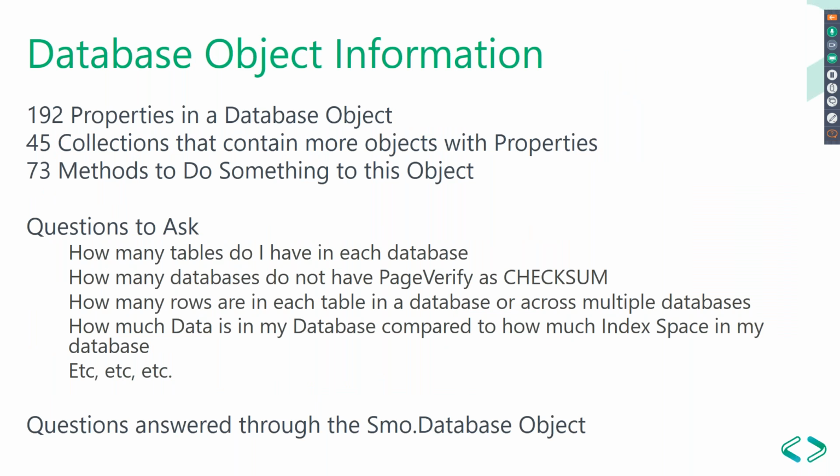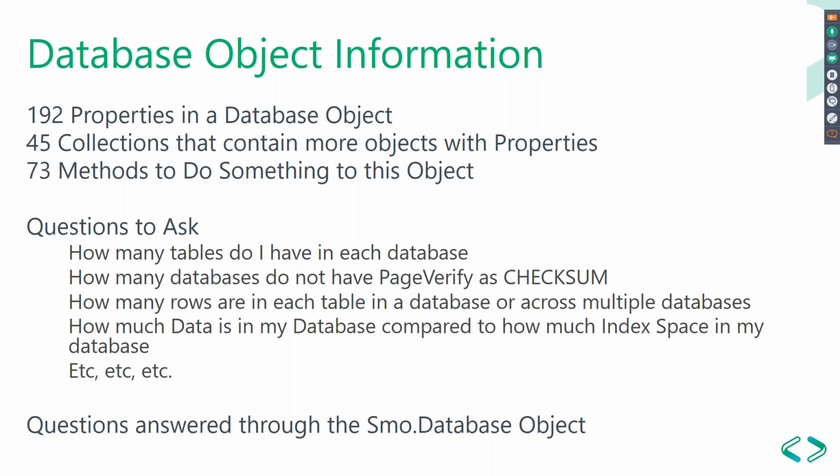So let's talk about the database object information. First off, there are 192 properties in the database object, which is pretty big in my opinion for an object. Anybody who's done object-oriented programming in the past, you typically don't have that many properties in an object. It gets to be fairly large, but in this case, SMO is really meant to model or represent the properties that you would find inside SQL Server.